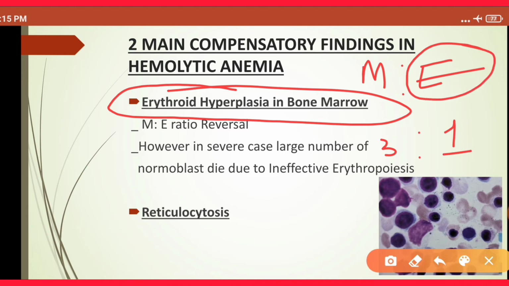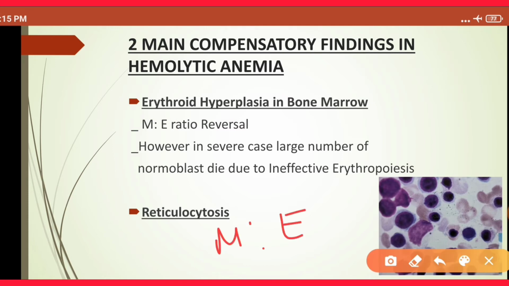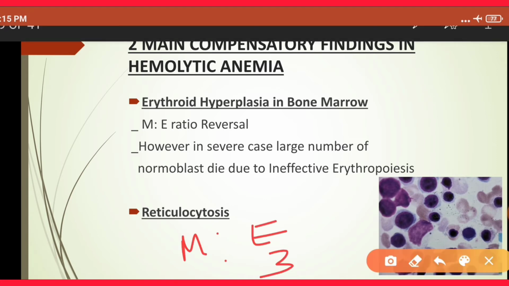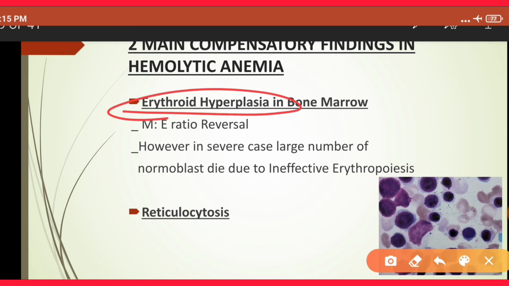So we can say that you will have erythroid hyperplasia in your bone marrow. Normally in the bone marrow, the myeloid to erythroid ratio is 3:1. But here, more red blood cells will be produced, there will be more erythropoiesis. So this ratio will get reversed and you will have a 1:3 ratio instead of 3:1. So you will have erythroid hyperplasia in your bone marrow. But in moderate to severe cases, the bone marrow is not able to compensate for the lost RBC and you will develop anemia, because most of the normoblasts will die because of ineffective erythropoiesis and they will get removed through the process of apoptosis. So in the severe case, you will develop anemia because erythropoiesis is no longer effective in compensating for the lost RBC. Okay.